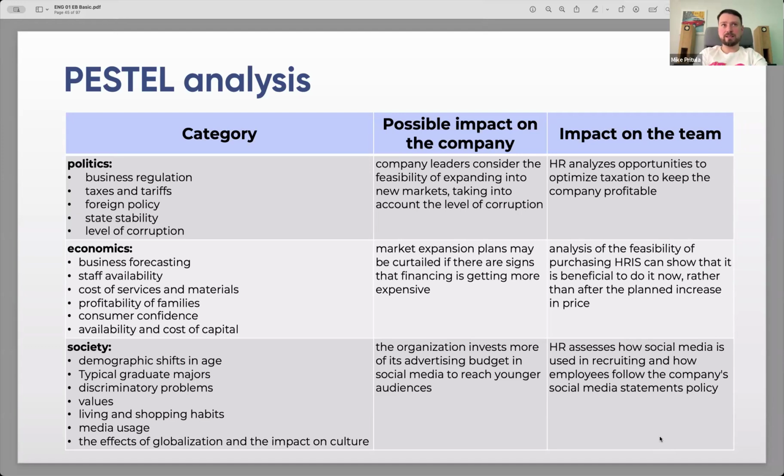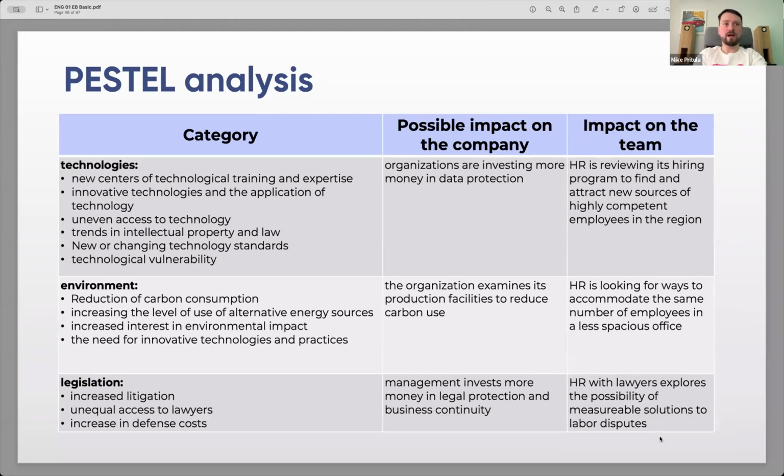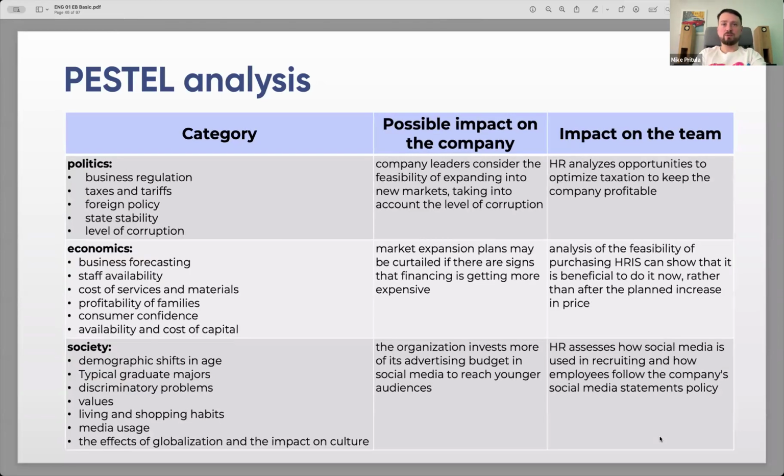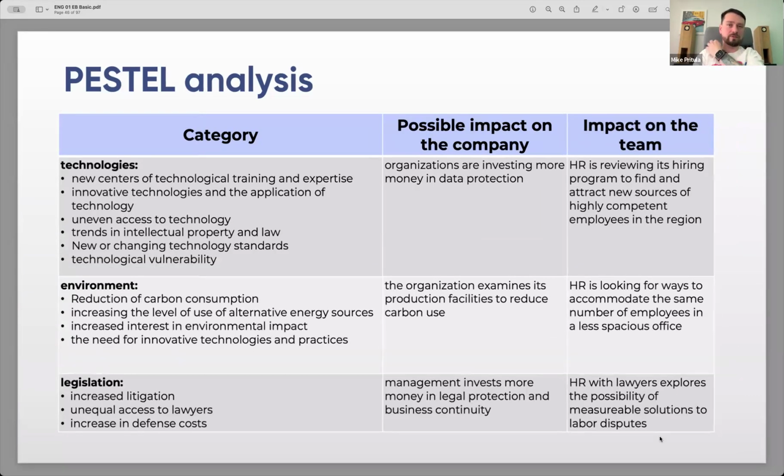So what is PESTEL? PESTEL is for scanning the external environment. It stands for politics, economics, society, technologies, environment, and legislation. What you need to do is analyze what's happening in every one of these directions, what possible impact it could have on your company, and what possible impact it could have on your team.